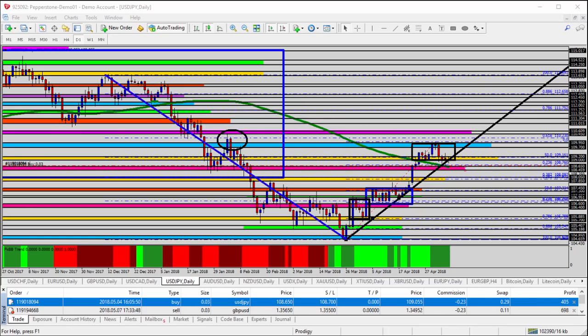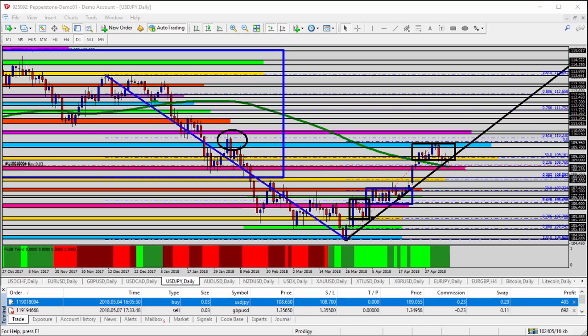Today we're taking a look at the USDJPY, the US dollar versus the Japanese yen. We're starting here on the daily time frame. Two different trends, of course, that we're looking at here. The blue trend line was the previous downtrend. The black trend line represents the current rising, or uptrend, for the US yen.